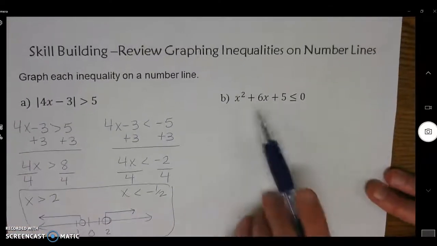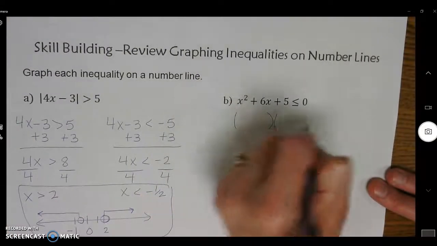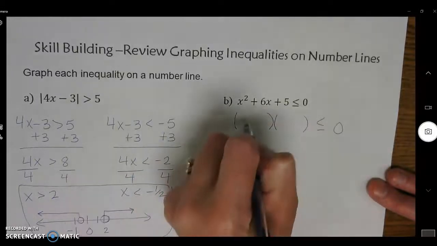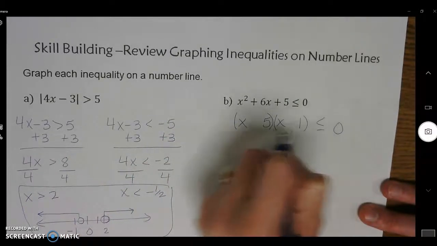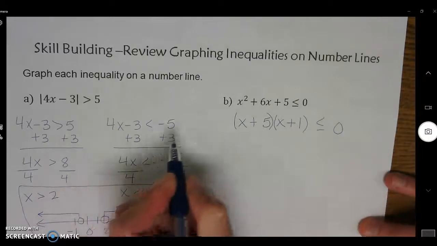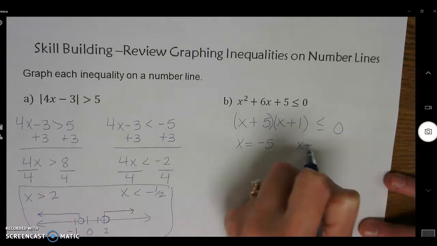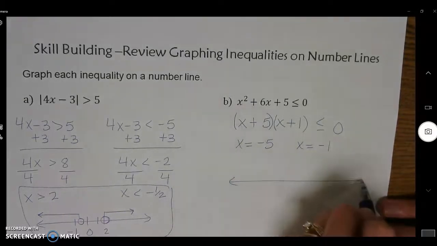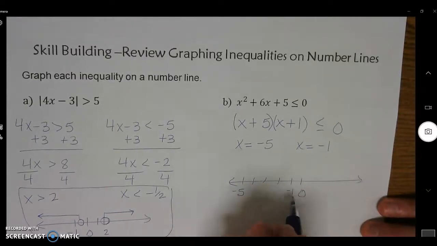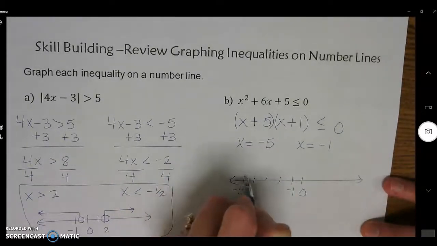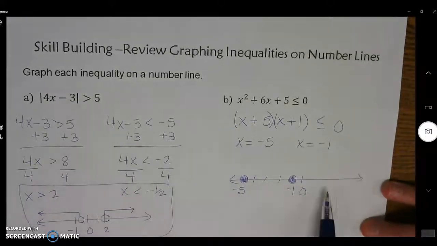All right, this one here, we have an x squared, an x, and a number without a variable. Whenever we have that situation, we need to factor. I need two numbers that multiply to 5 and add to 6. Set each part equal to 0. So I will get x equals negative 5 and x equals negative 1. We will have closed circles. And we have 3 regions to test.